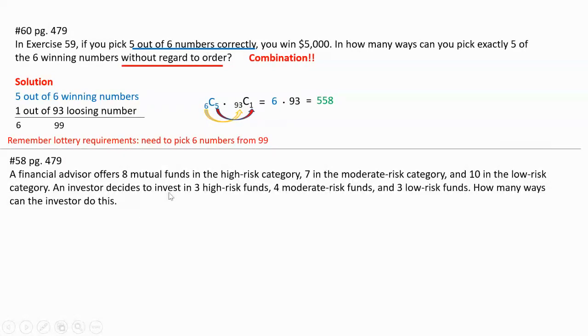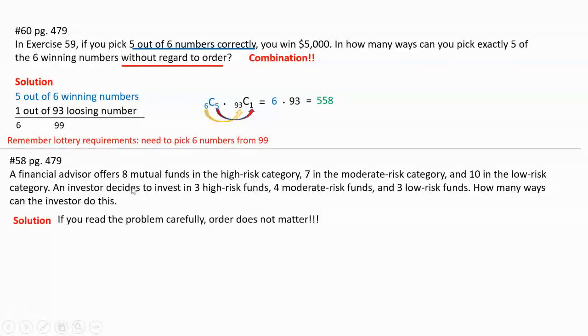Okay, now this is the last problem, and then we'll be done. A financial advisor offers 8 mutual funds in a high-risk category, 7 in a moderate risk category, and 10 in a low risk category. An investor decides to invest in 3 high-risk funds, 4 moderate risk funds, and 3 low-risk funds. How many ways can the investor do this?